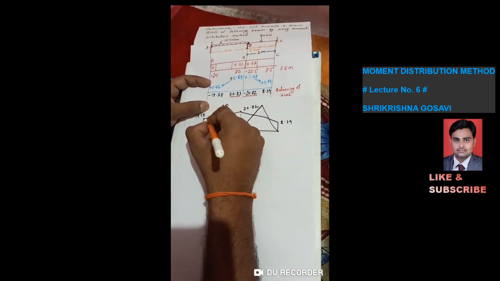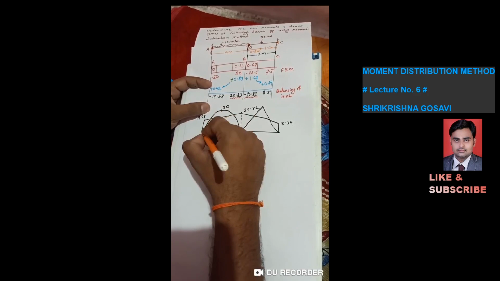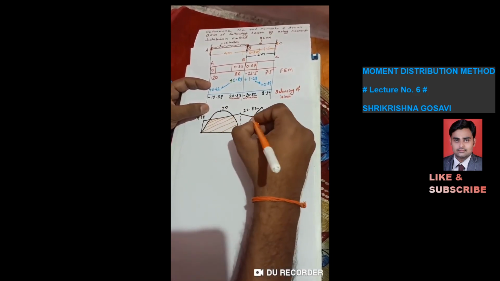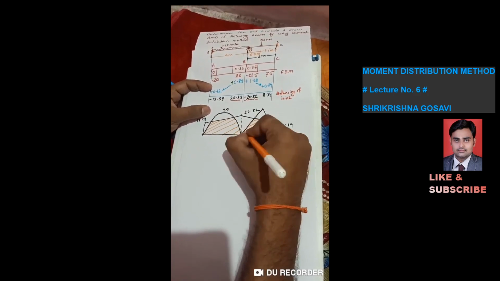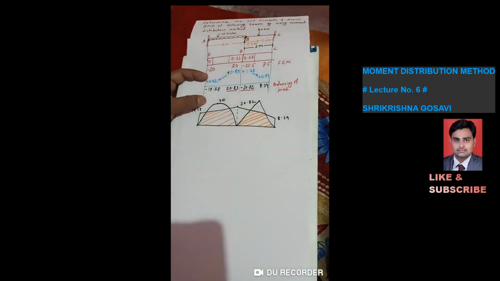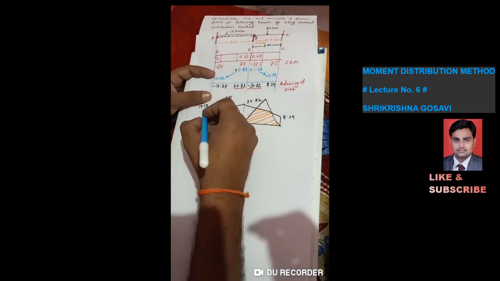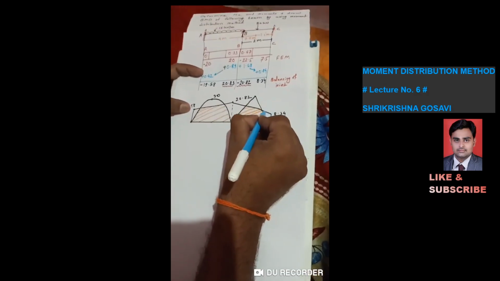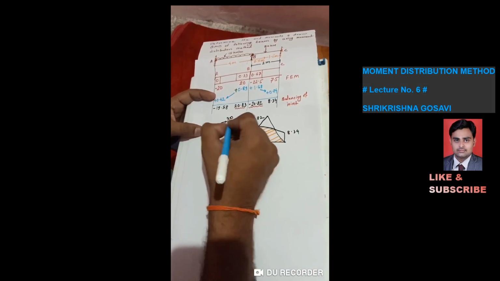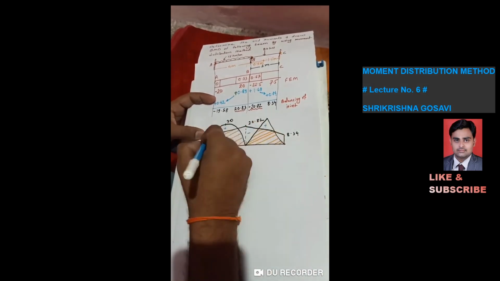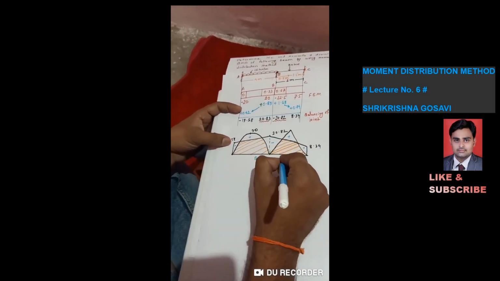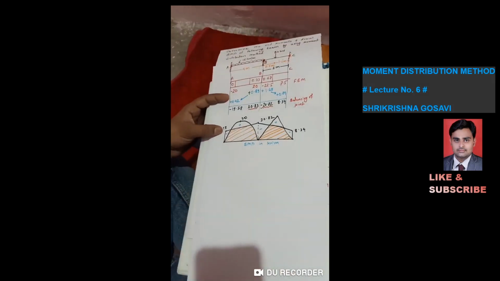So we can hatch the common part. If we hatch the common area, the remaining area will be the bending moment diagram. So this is the bending moment diagram. Now the line which is joining the fixed end moments is our new baseline. Above this baseline is plus, below this baseline is minus values. And this is your BMD in kilonewton meter.